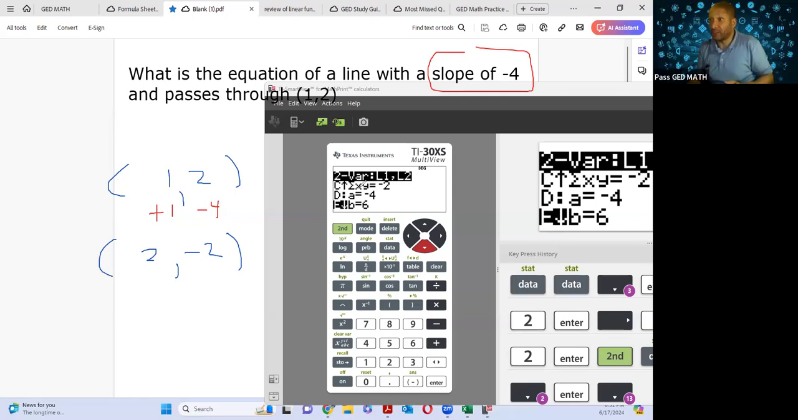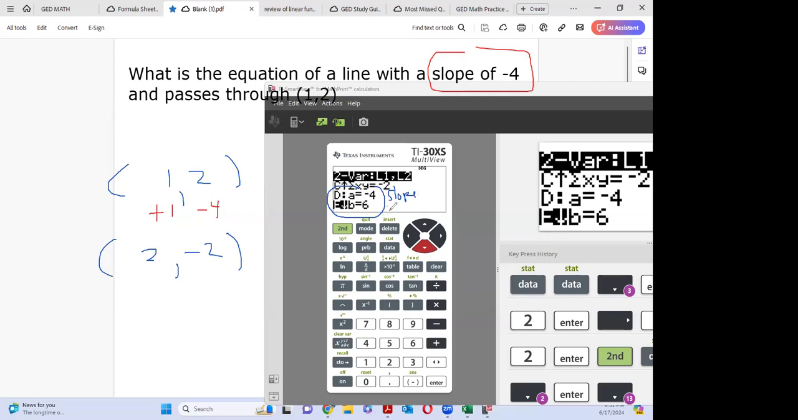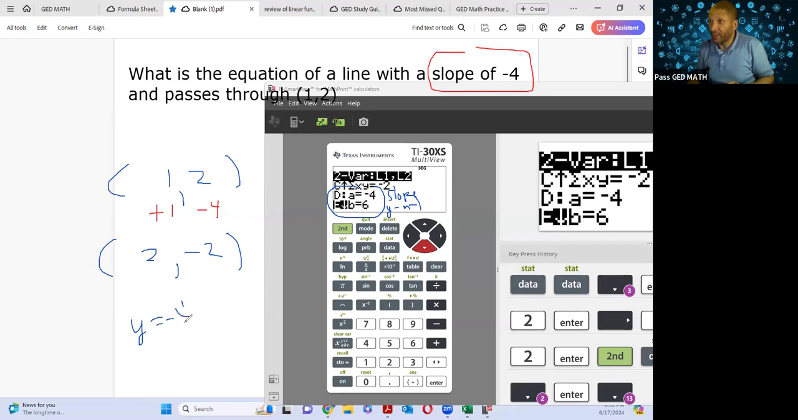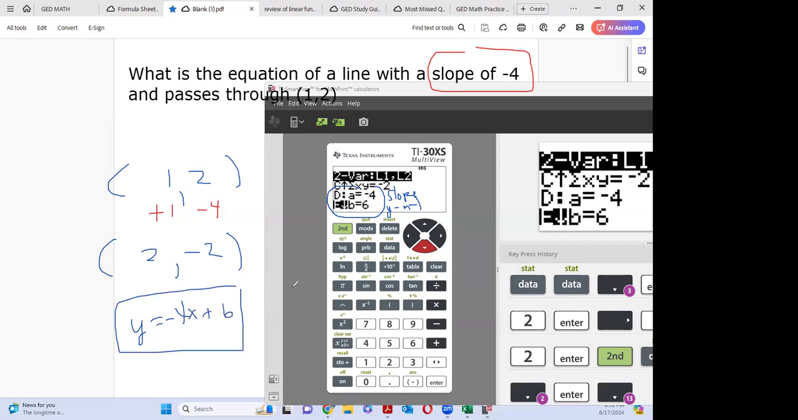Now watch this. Look at this. That's my slope. That's my y-intercept. y equals -4x plus 6. Look at that. Easy.